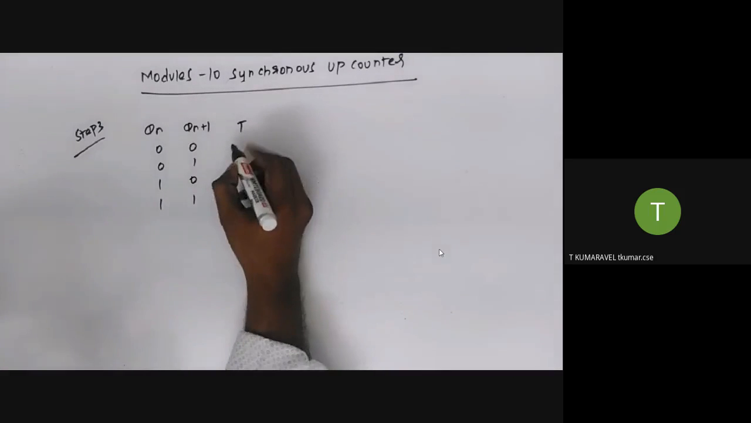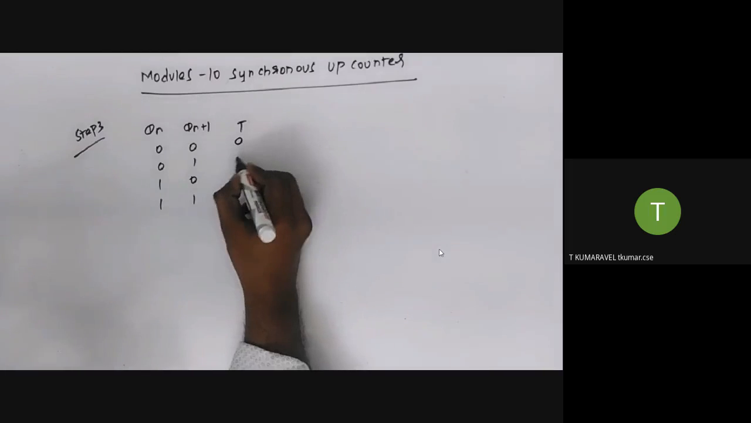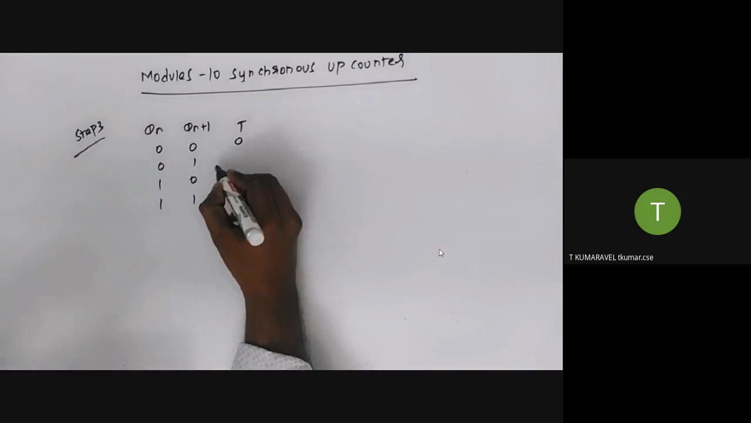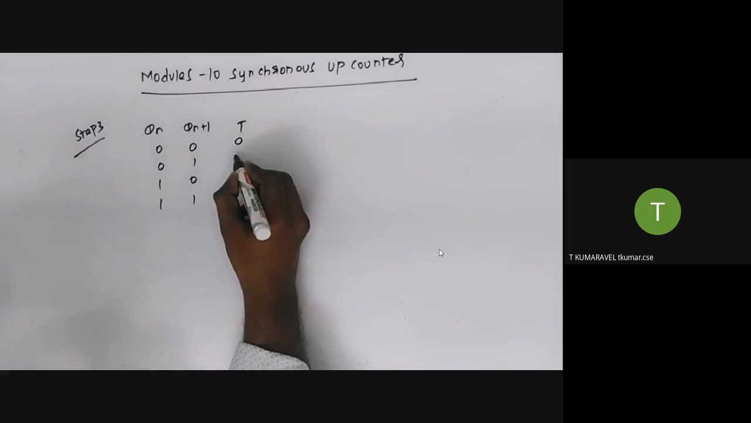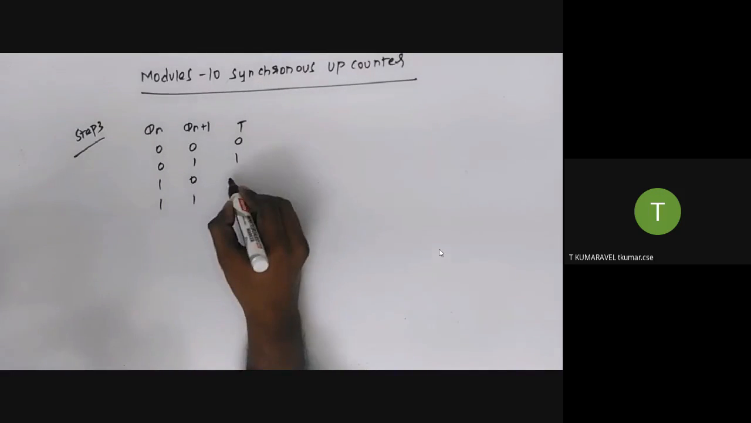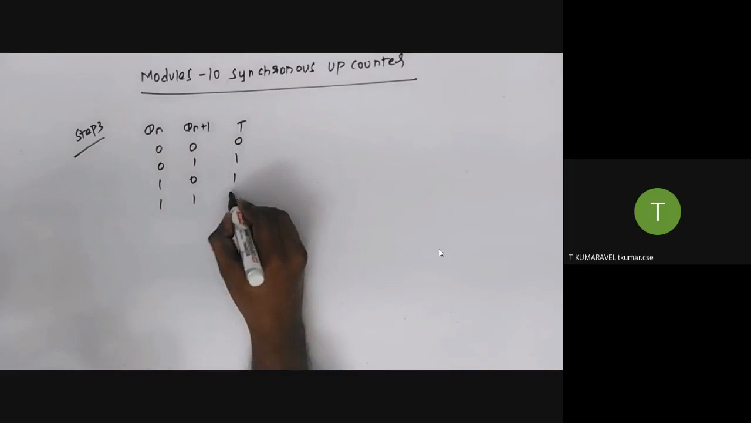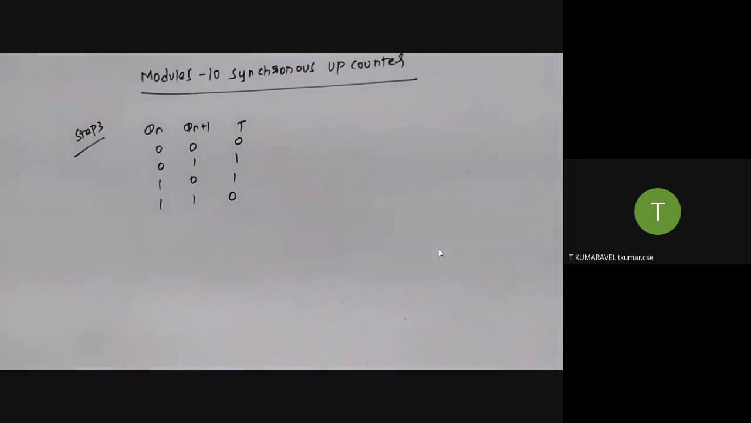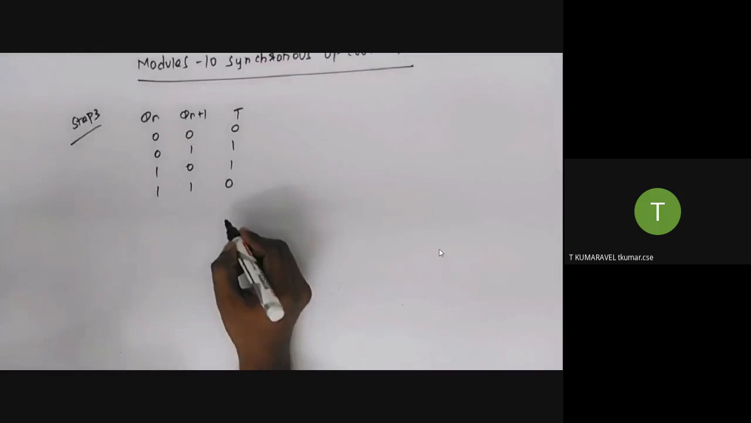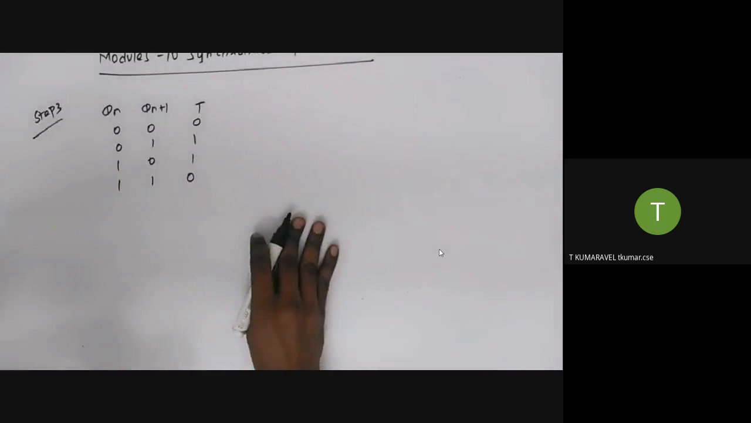What happens, sir? If I want to retain the same state, the input is 0. If I want to toggle, what is the input? The previous state is 0, the next state is 1, so the input is 1. Again toggle, 1. Again if I want to retain the same state, the input is 0. So that is the excitation table of the T flip-flop. Okay, what is the next step?